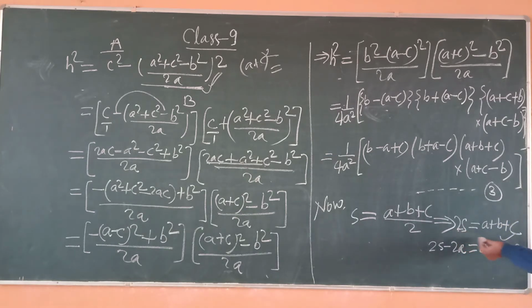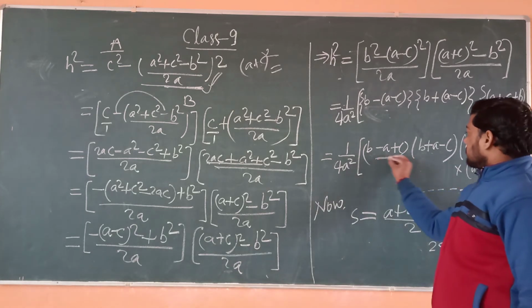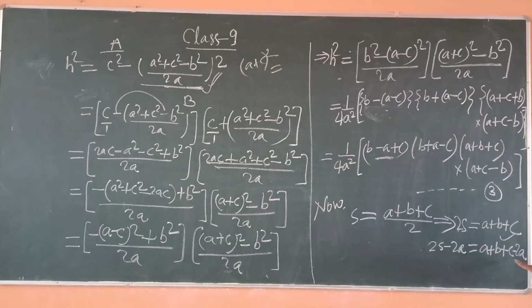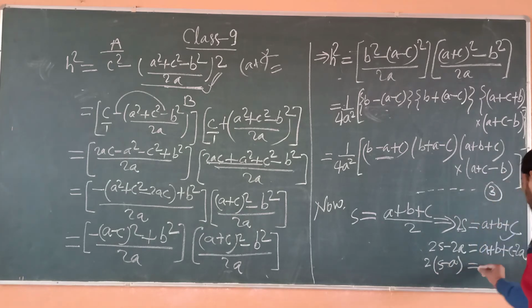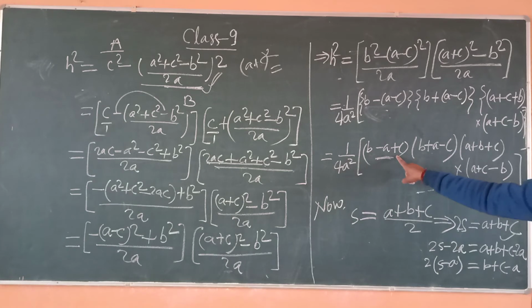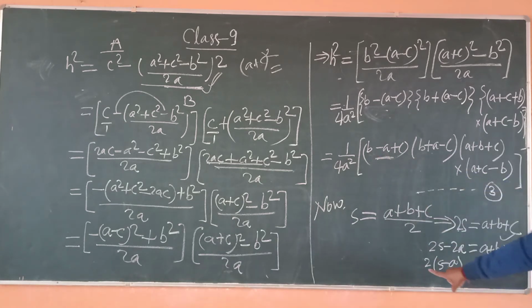Subtracting 2a from both sides, because we have to bring minus a, so a minus 2a, minus a will be there. We can take 2 common, then s minus a is equal to b plus c minus a, so b plus c minus a is equal to 2 into s minus a.